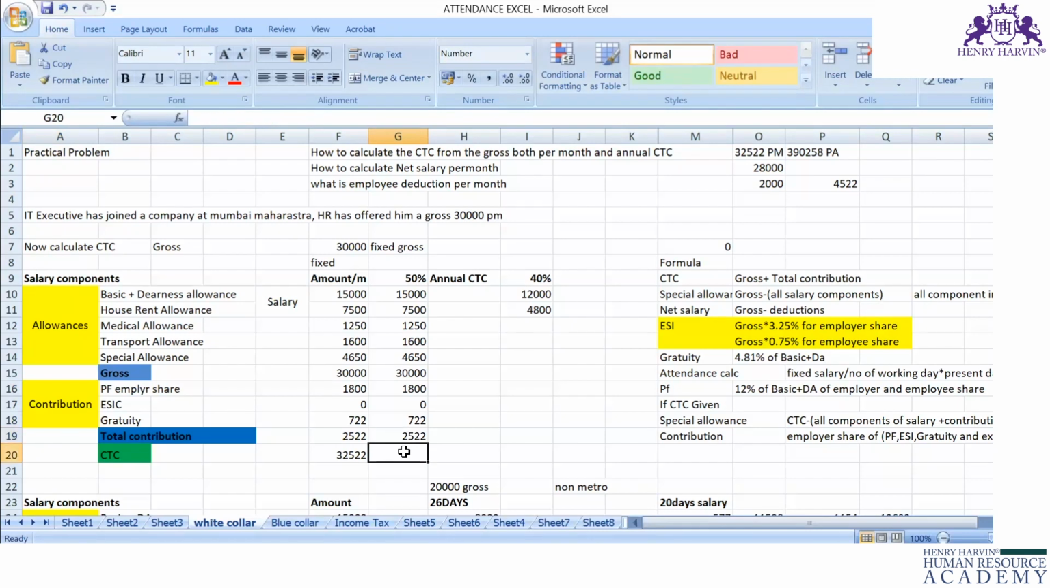CTC. To calculate CTC, there is a formula: gross plus total contribution is the CTC amount. So what is the gross here? 30,000. 30,000 plus total contribution is CTC. Understood? If you want annual salary, the per month component should be multiplied by 12.